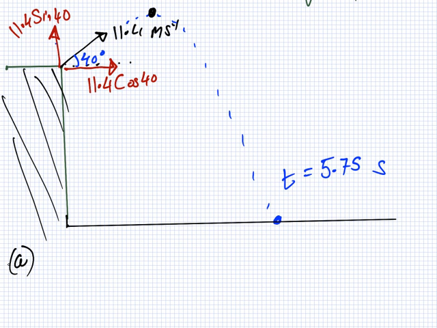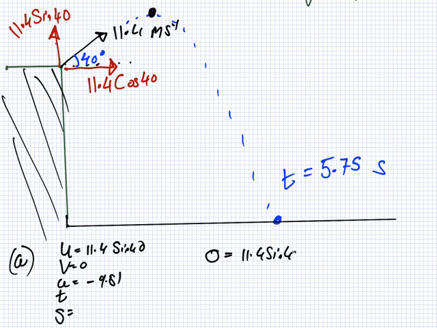Alright, so quickly here for this one. U is 11.4 sine 40. V is 0. A is minus 9.81. T we don't know. What formula could I use here? V squared equals U squared plus 2AS.